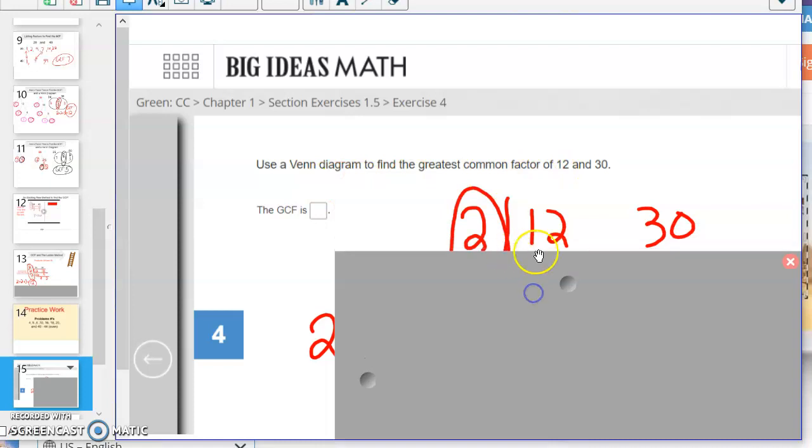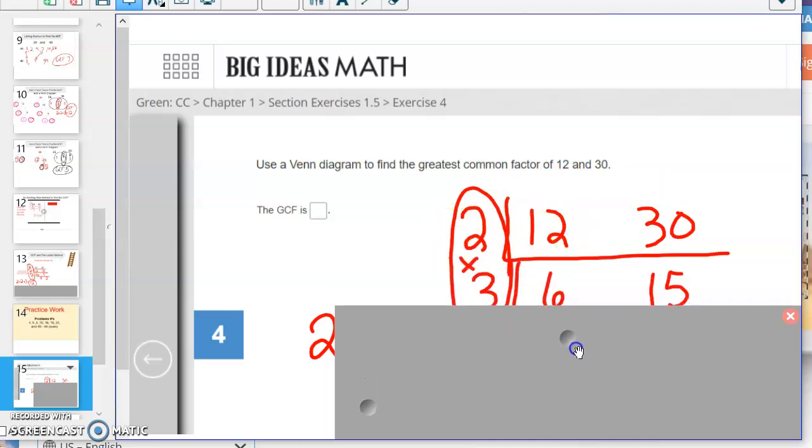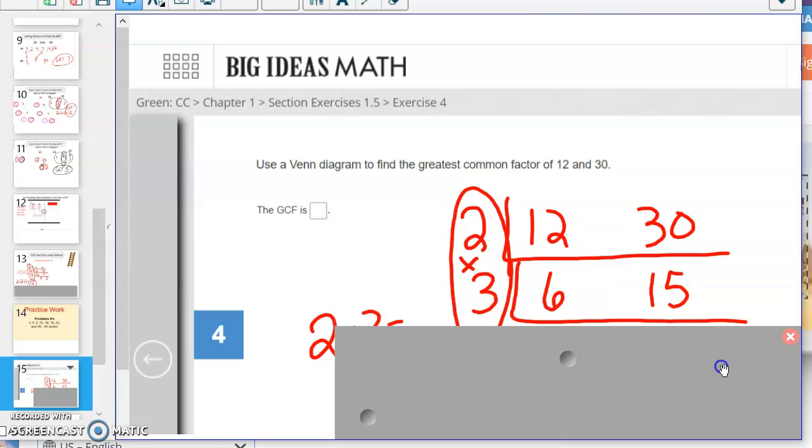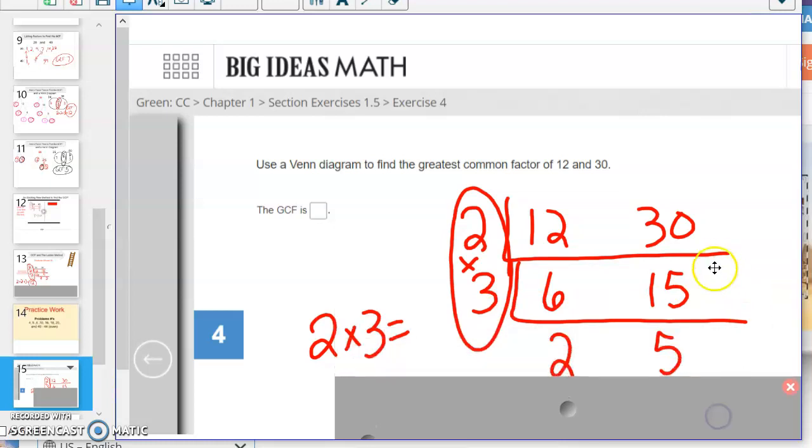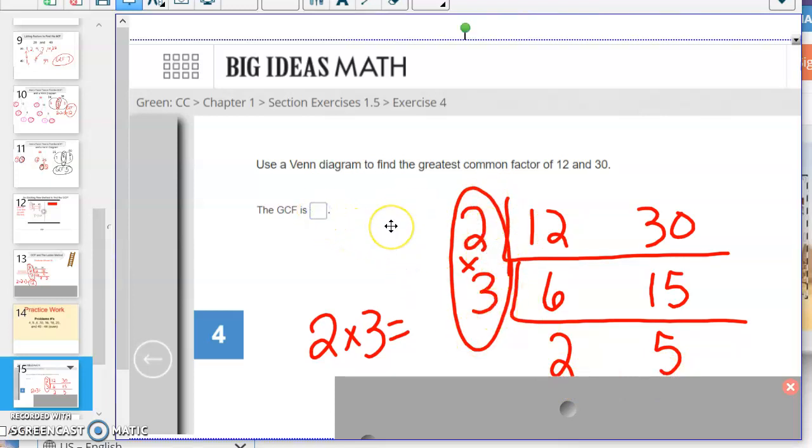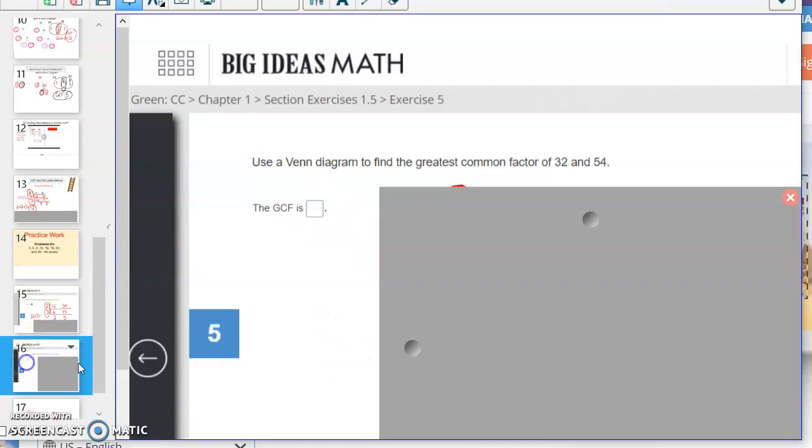So I start by writing 12 and 30, and I try to think, is there a number I can divide out of both 12 and 30? And there is, 2. So then 12 divided by 2 leaves me with 6. 30 divided by 2 leaves me with 15. Then I think, is there a number I can divide out of both 6 and 15? And there is, 3. So then I take 6 divided by 3, that leaves me with 2, and 15 divided by 3, that leaves me with 5. Now 2 and 5 are both prime, there's nothing I can divide out of either of those, so then I go here and I think, okay, 2 times 3, that means my GCF for this one would be 6, so I enter 6 into the box, check it, and I got it right.